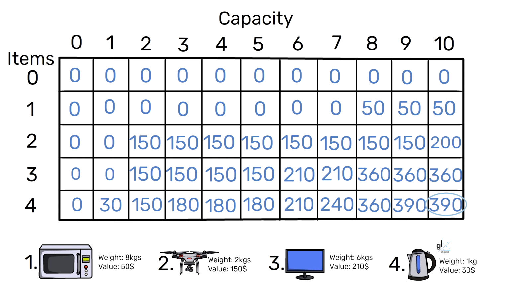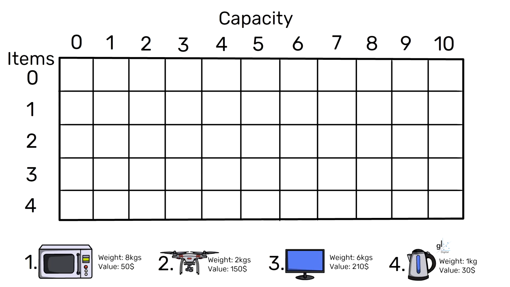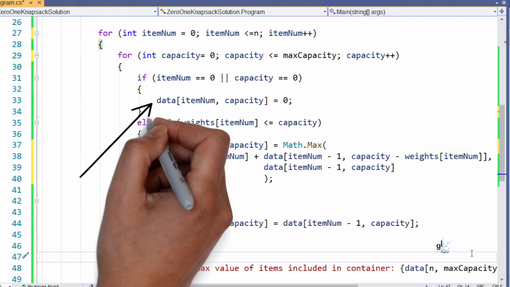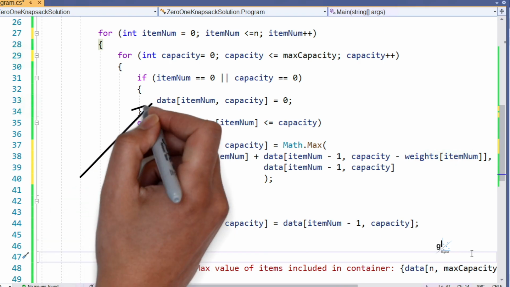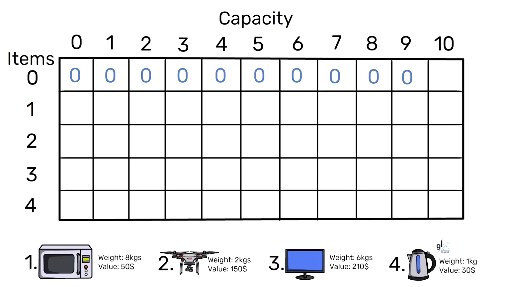So let's go through the execution of our algorithm in more detail so we can get a clear understanding of what is going on during the execution of the algorithm. For the first row in our table, all of the cells will be set to 0 because at the points of execution of our algorithm pertinent to these cells in the top row, the item num variable is equal to 0. So the code in the if block will execute. So we can fill in 0 for the top row in our table. Remember, this depiction represents the two-dimensional data array that we are using for memoization in our algorithm.